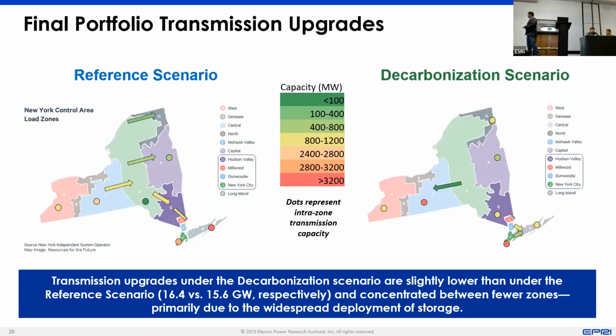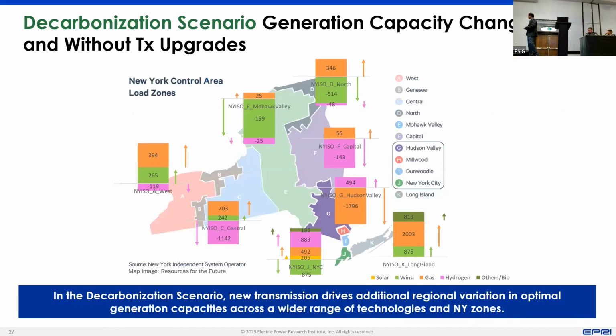So, this again shows within New York the additional transmission that was required, as well as the circles here, which represent transmission that is required within that zone, and the arrows represent transmission between the zones. So again, you can get that sort of information once you go through this iterative process.